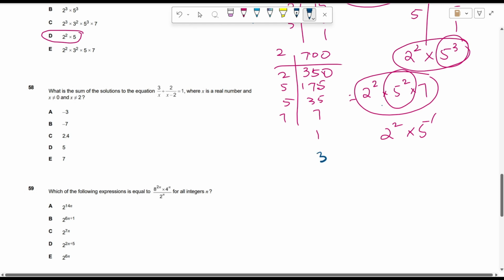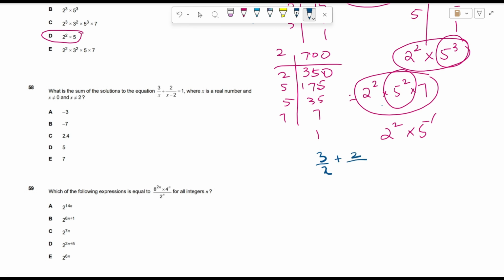So 3 upon x plus 2 upon x minus 2 equals 1. Initially we are supposed to find the LCM of these two, right? The LCM would be x into x minus 2. So x is present here; we have to multiply 3 with x minus 2, so 3 into x minus 2, which is 3x minus 6. Plus, x minus 2 is already present here; we have to multiply 2 with x now.